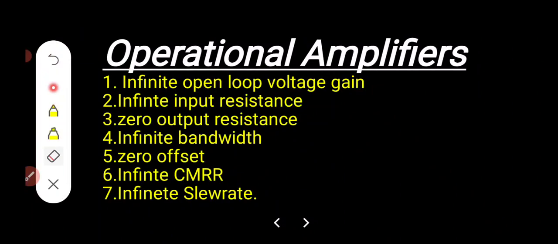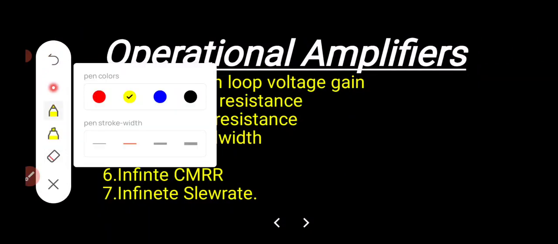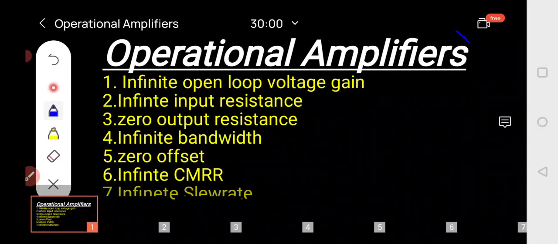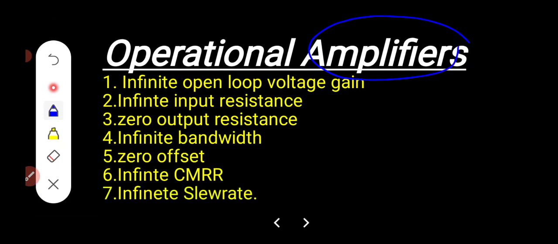So today onwards we are going to start a new topic, that is nothing but operational amplifiers. As an electronics student, we have some idea about what is meant by an amplifier, right? So what is meant by an amplifier? An amplifier is a device which increases the strength of the signal. That is the basic definition.